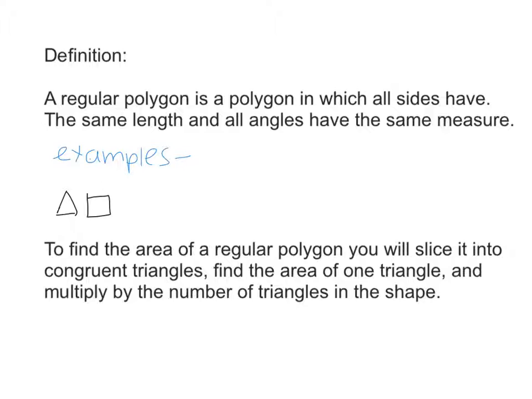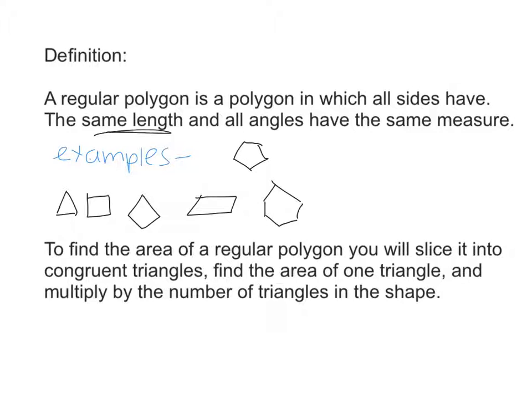Let's see, what else? Same sides, we have rhombuses, parallelograms, rectangles, pentagons, which are 5. Let's see if I can draw a pentagon. A pentagon is 5 sides. A hexagon, which would be, these are so hard to draw off the top of my head here, 6 sides. And they're all the same length, right?